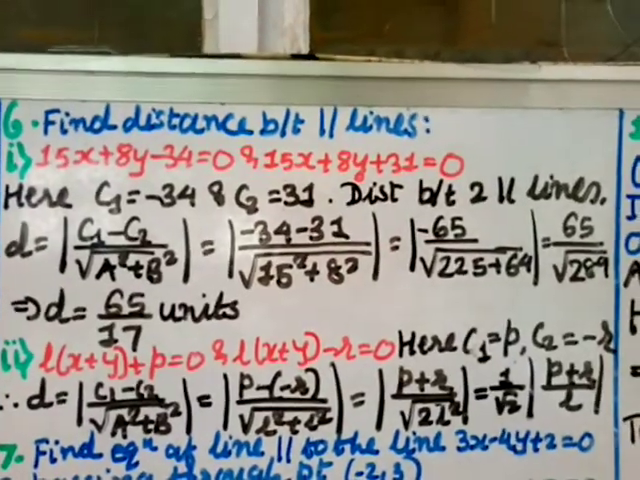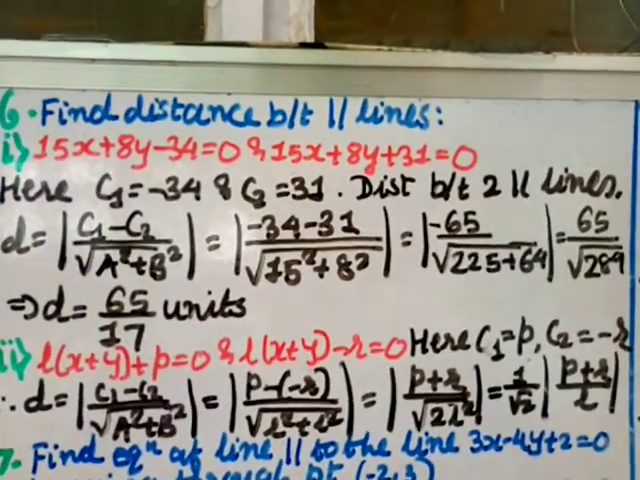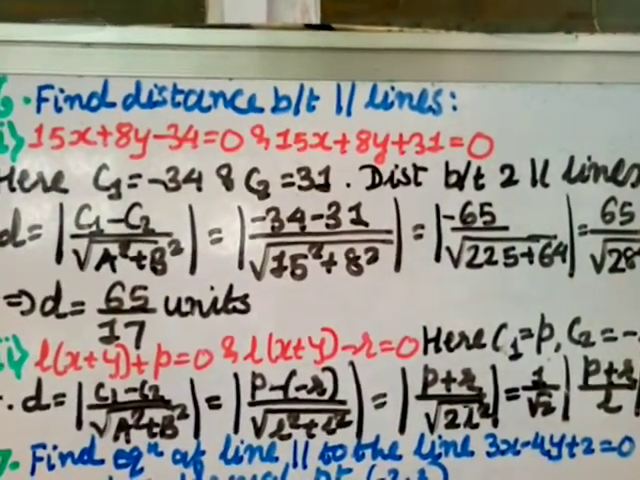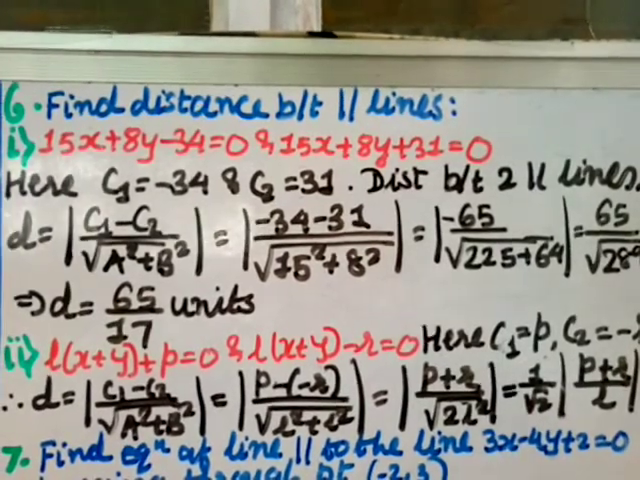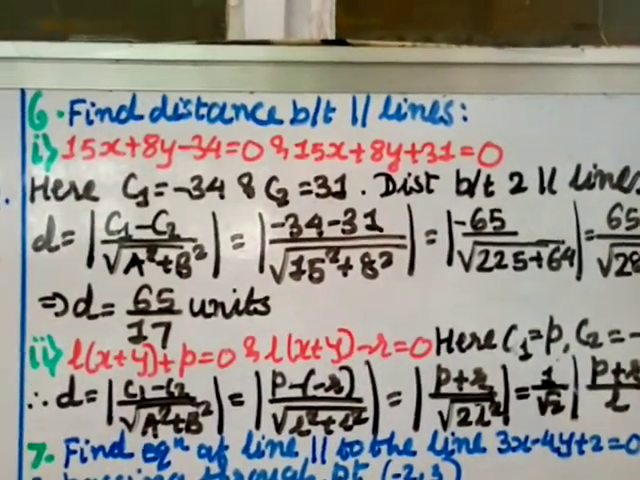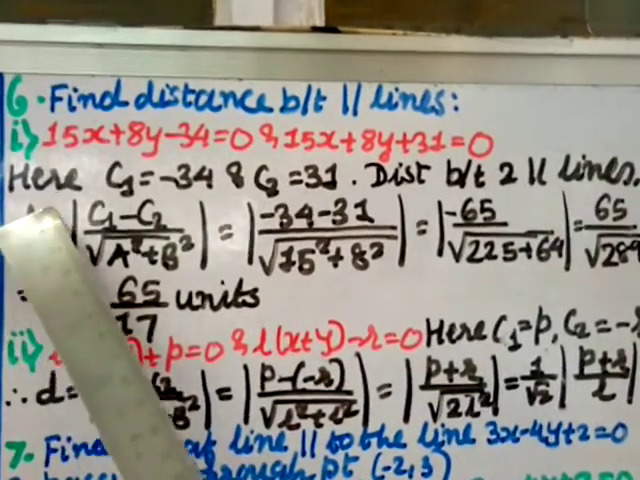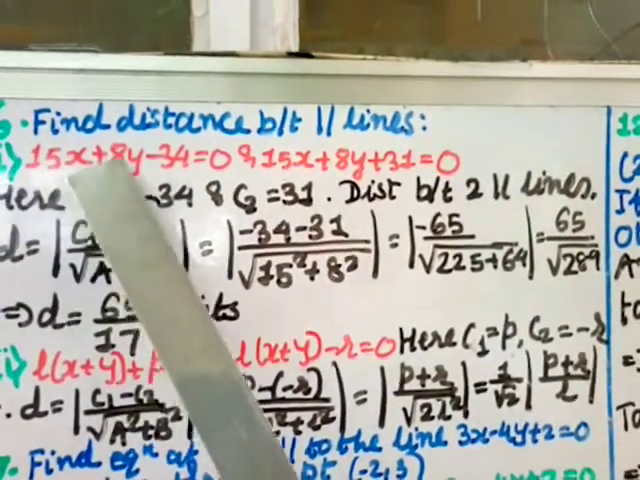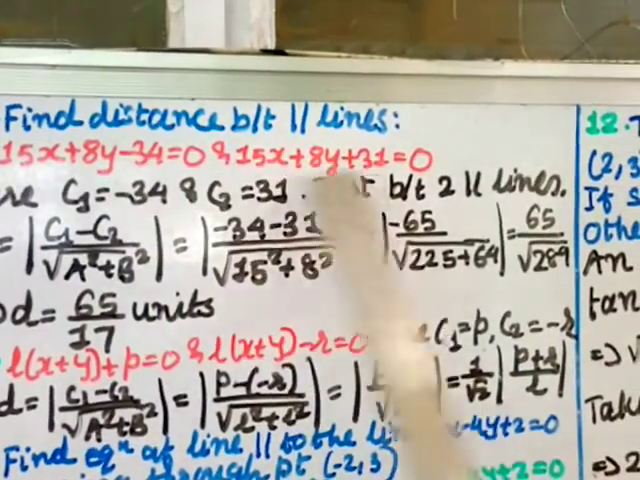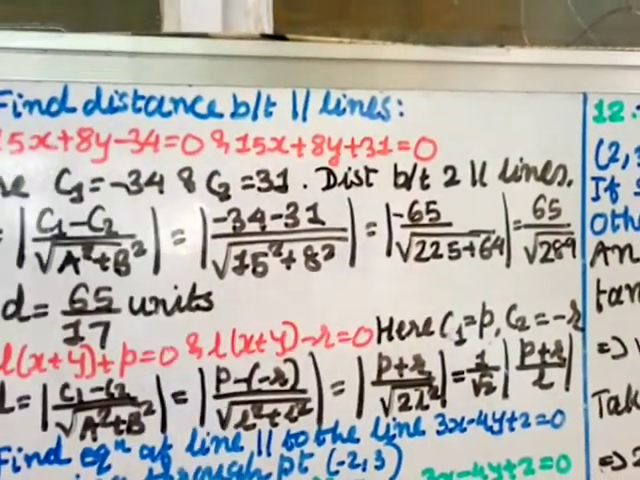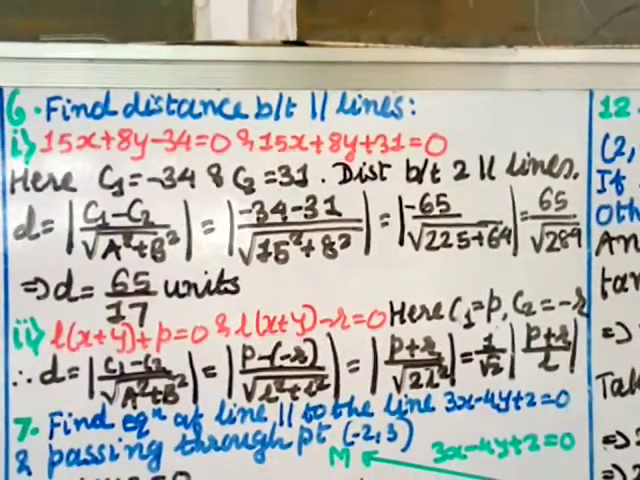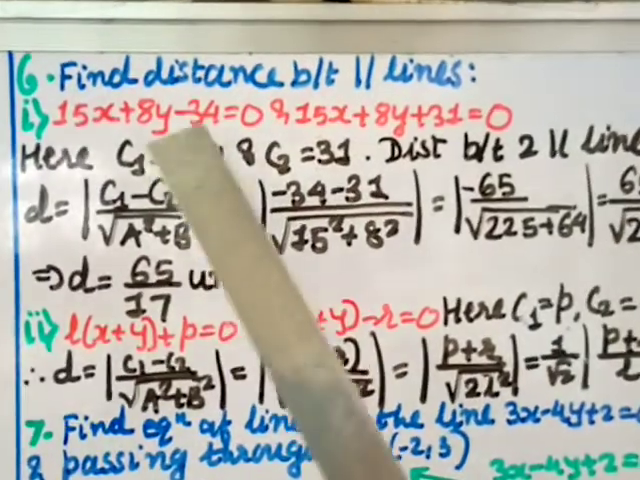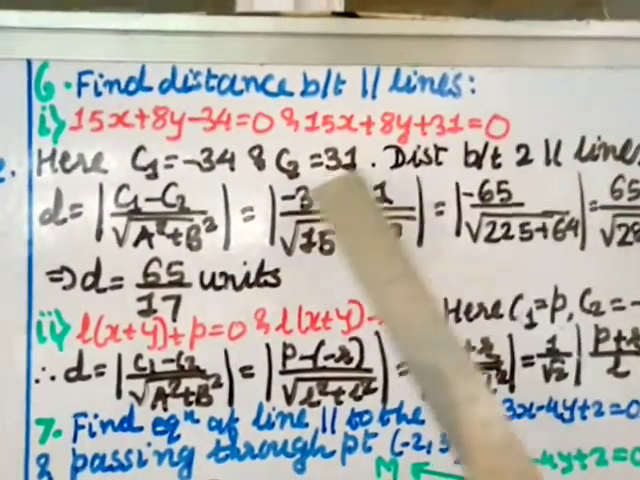Question number 6, find the distance between parallel lines. Roman number 1: 15x plus 8y minus 34 equal to 0 and 15x plus 8y plus 31 equal to 0. Here, see, this is A, B and C, and this is A, B and C. So you can call them A1, B1, C1, A2, B2, C2. Now A and B, both the values are the same, because they are parallel lines. Only the constant term will be different for parallel lines. So call this C1 as minus 34 and C2 as 31.